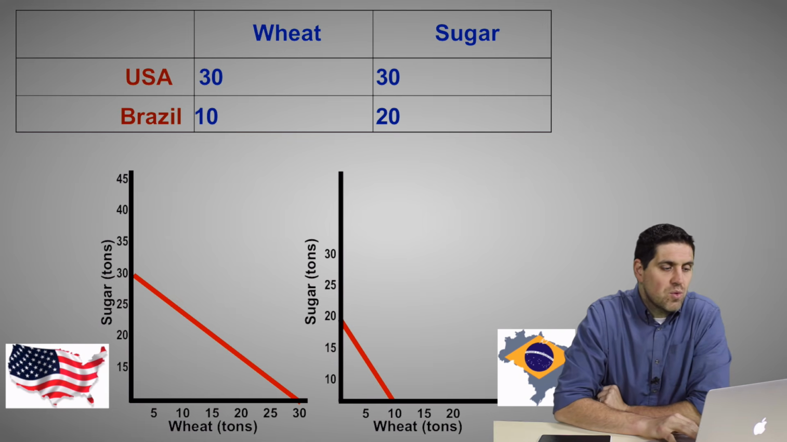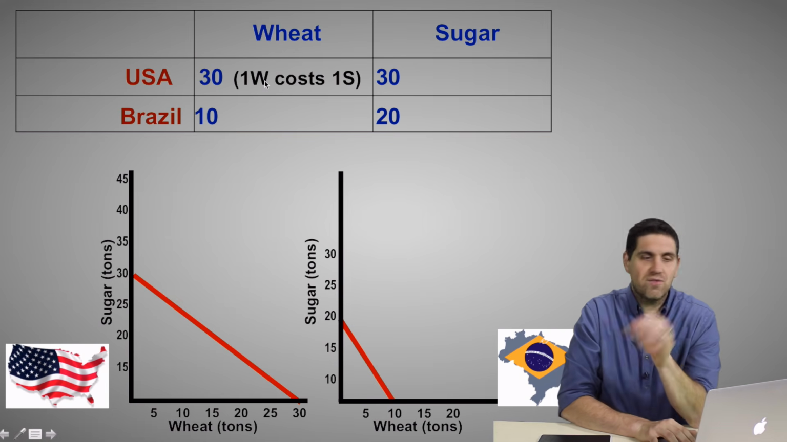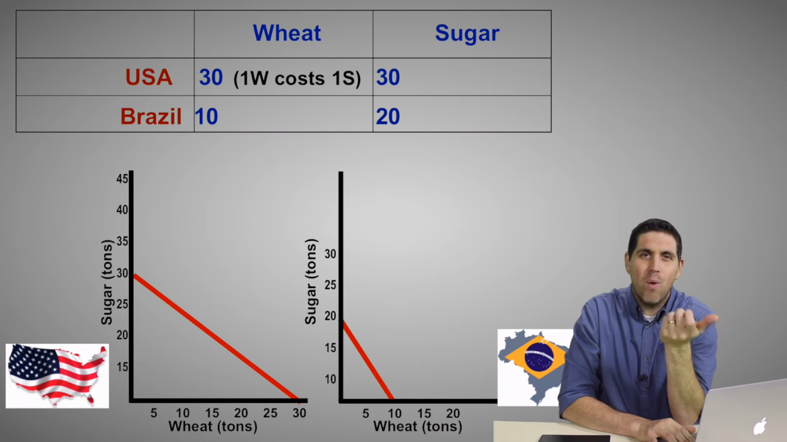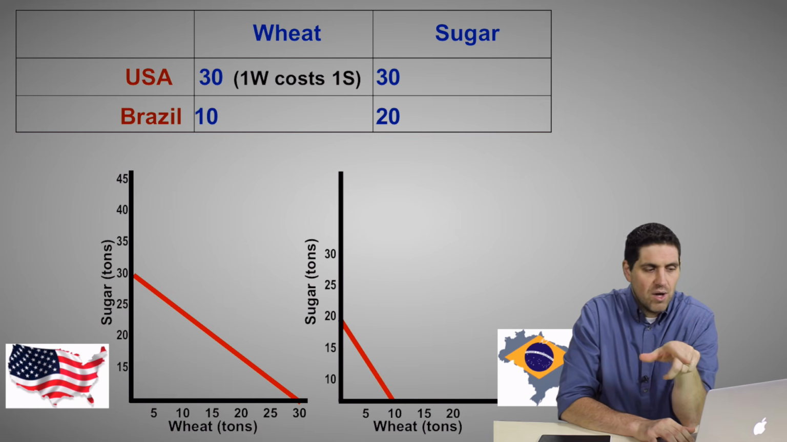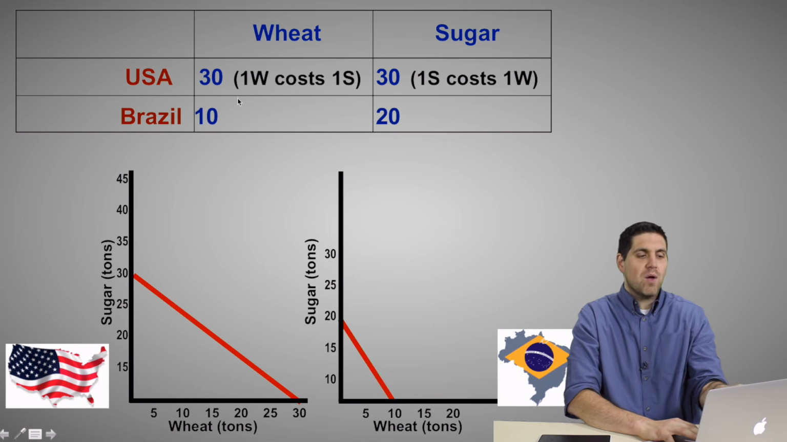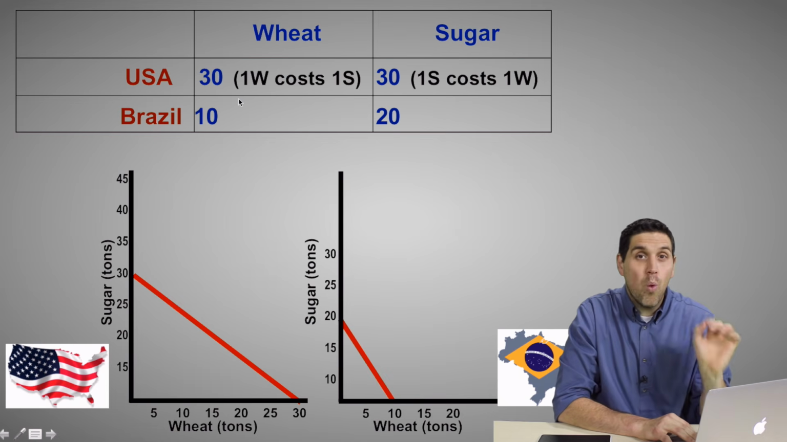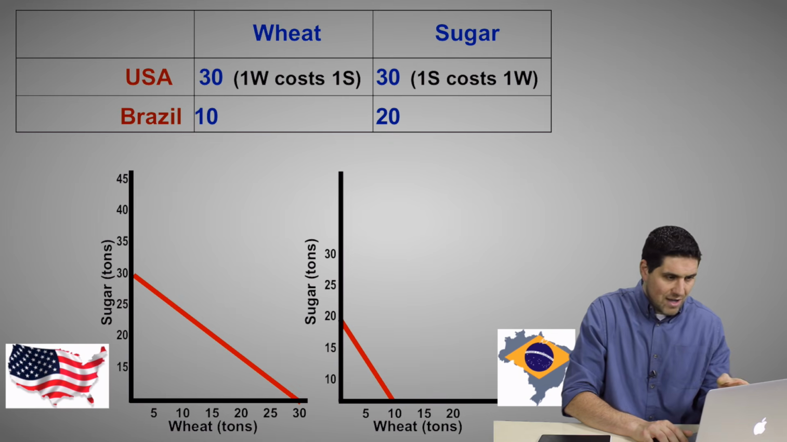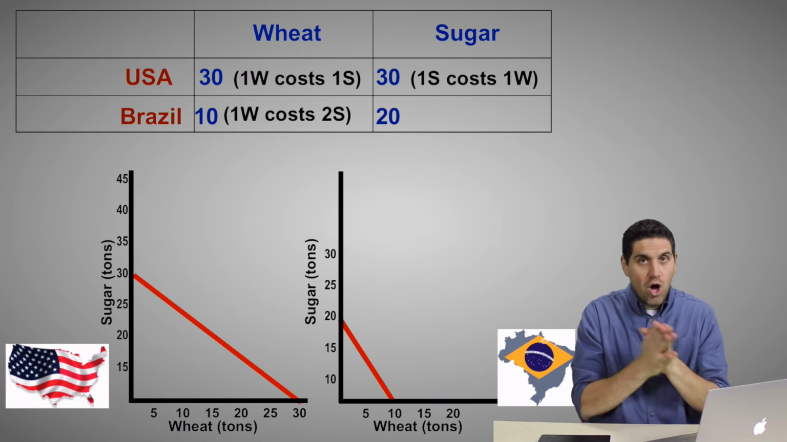For the US, 1 wheat costs 1 sugar. If they produce 1 wheat, they're giving up 1 sugar. That's their opportunity cost. For US, 1 sugar costs 1 wheat. That's an easy one. Now, here's my question. For Brazil, how much does each 1 wheat cost? Well, the right answer is 2. 1 wheat costs 2 sugar.